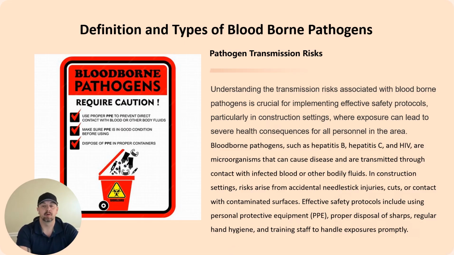Definition and types of bloodborne pathogens. Pathogen transmission risks. Understanding the transmission risks associated with bloodborne pathogens is crucial for implementing effective safety protocols, particularly in construction settings, where exposure can lead to severe health consequences for all personnel in the area. Bloodborne pathogens such as hepatitis B, hepatitis C, and HIV are microorganisms that can cause disease and are transmitted through contact with the infected blood or other bodily fluids.